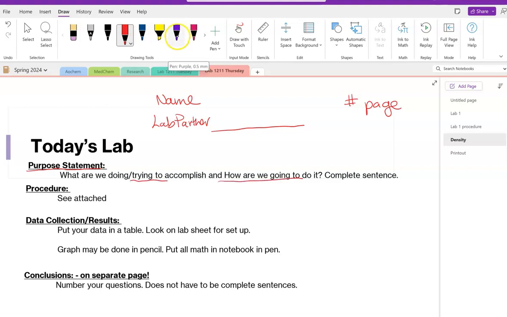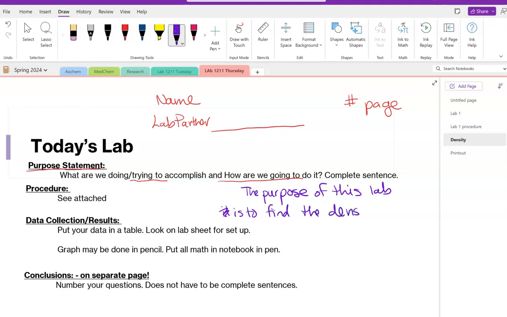So I will help you out with this one. What are we doing? We're doing stuff with density. What kind of stuff are we doing with density? If you look at your lab paper, we're finding the density of little glass beads. So the purpose of this lab, make sure it's in a complete sentence because some of you didn't do that last class, is to find the density of glass beads. Okay, so that's what we're doing.